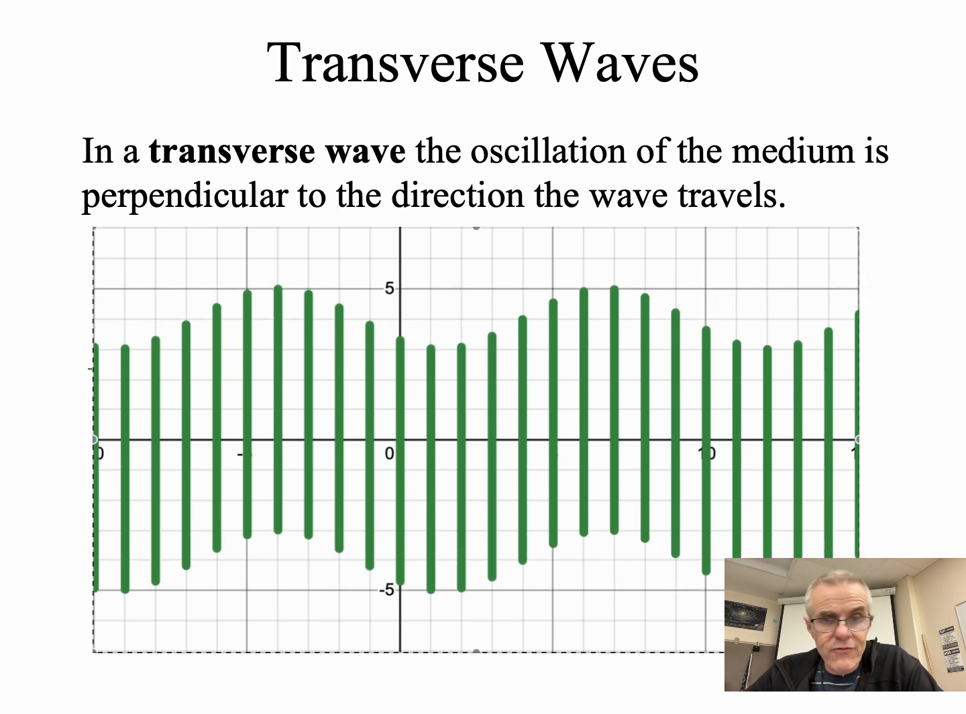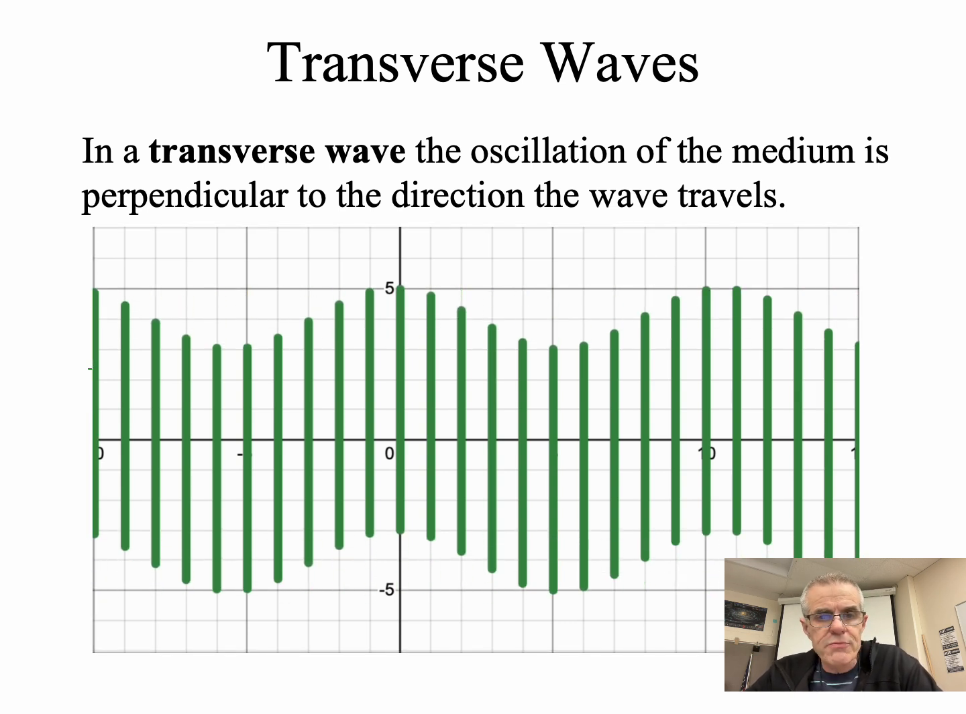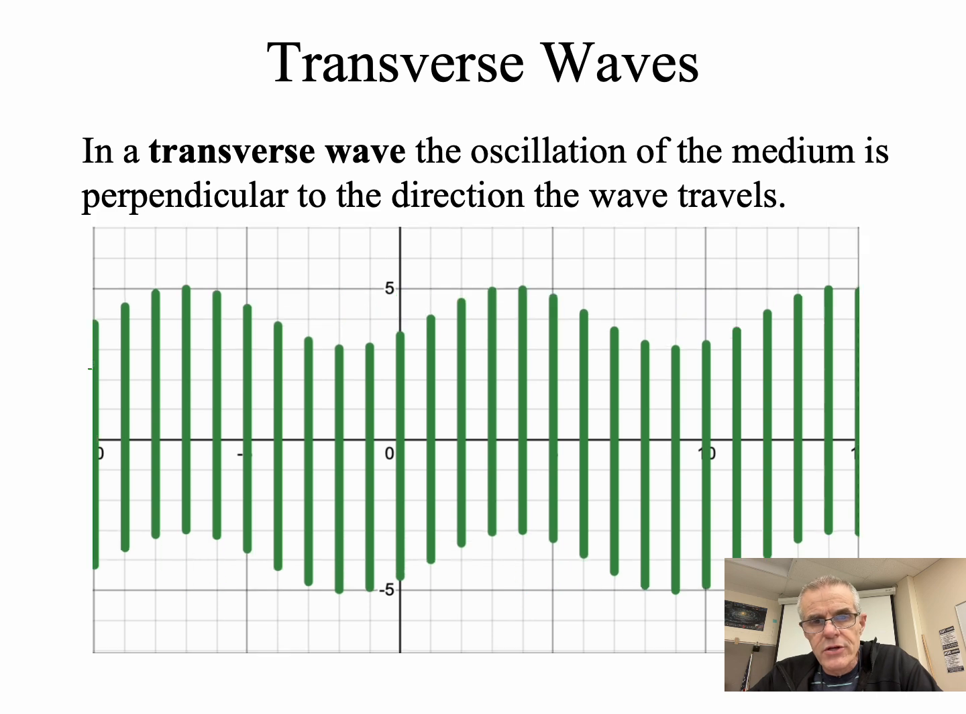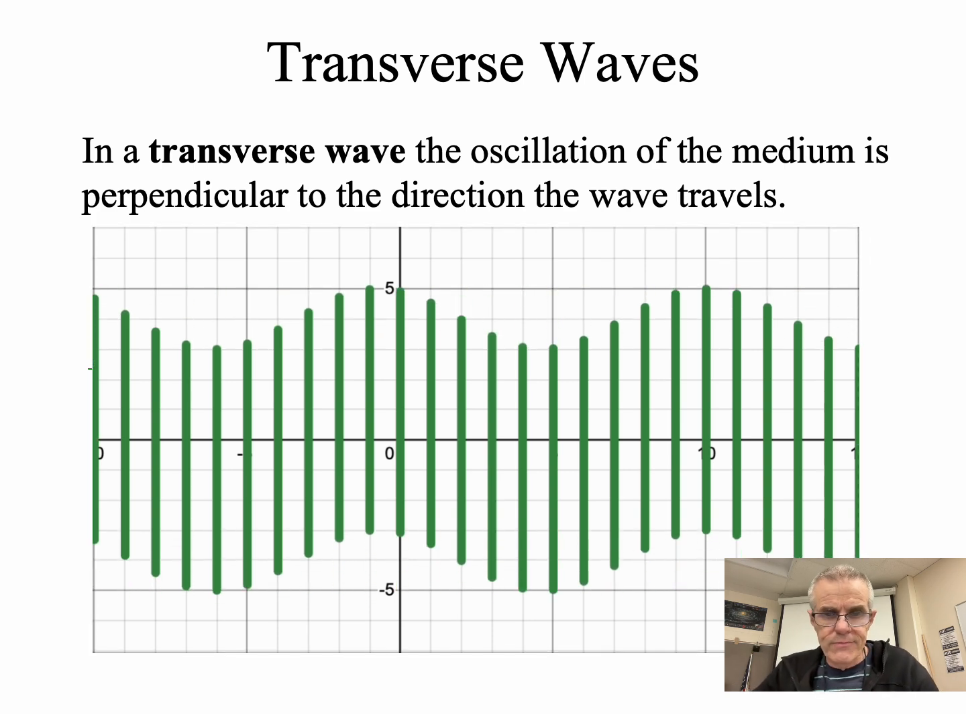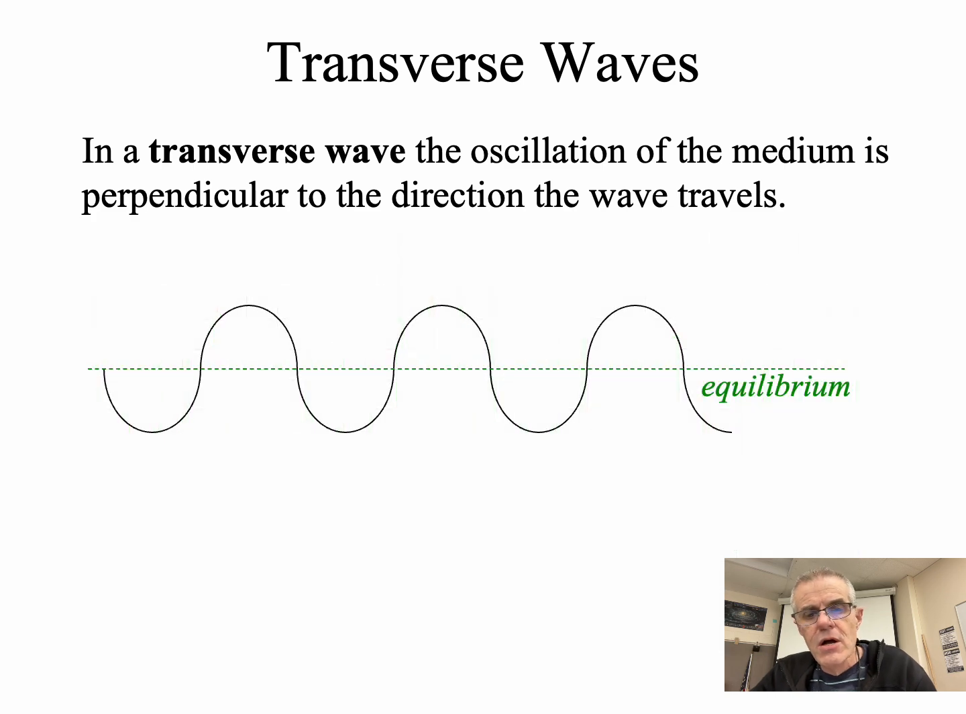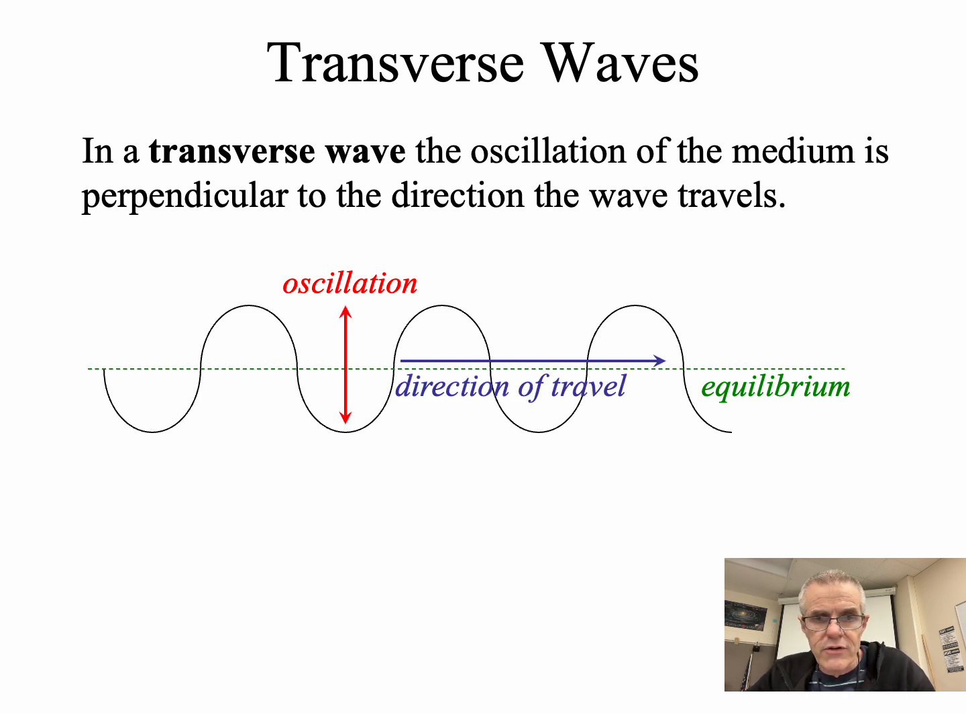This is a disturbance of the green bars. It's propagating through our medium. So this would be an illustration of a wave. We call this type of wave a transverse wave. I have kind of an illustration here. We have an oscillation, and we have a direction of travel, and those two things are perpendicular to one another. We have some sort of equilibrium, and then what we end up with is a pattern that's usually described as crests and troughs. I bet you've heard those terms before.